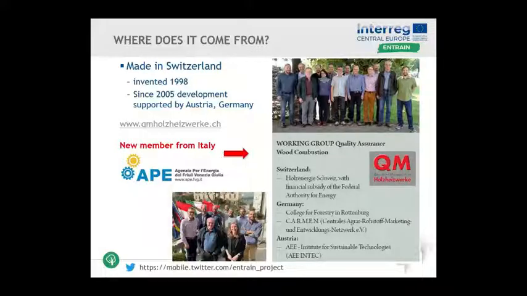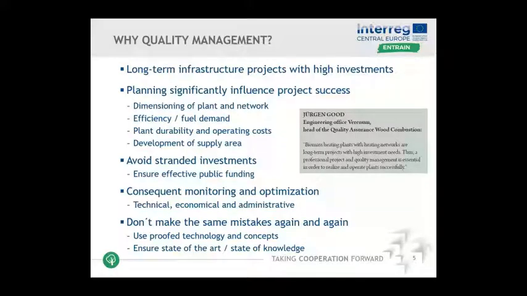Since the end of last year, Ape Friuli Venezia Giulia is an official member of the working group for quality management for biomass district heating plants. You can see here a photo from our last working group meeting that was held in Italy with the new members from there. So why should we do this quality management?